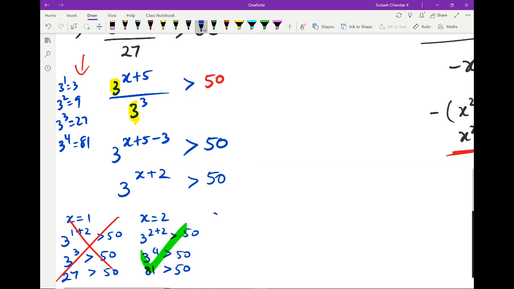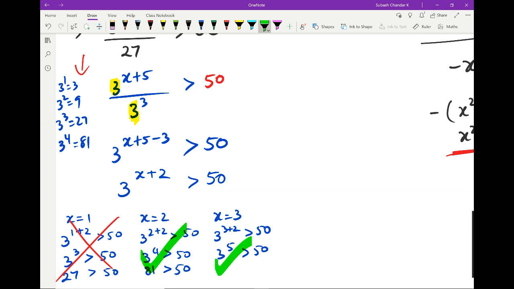But here's the thing though. If you go to x equals 3, then that number is going to be 3 to the power of 3 plus 2, greater than 50. 3 to the power of 5 is greater than 50. Well, we know 3 to the power of 4 is already 81. So the next number is going to be bigger than 81. That means this is going to work out as well.